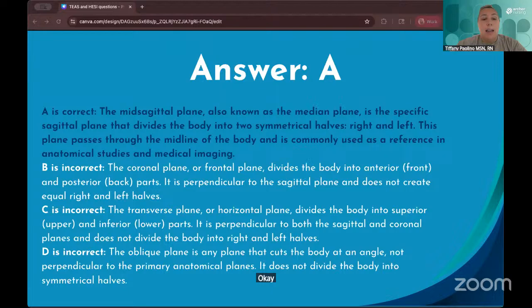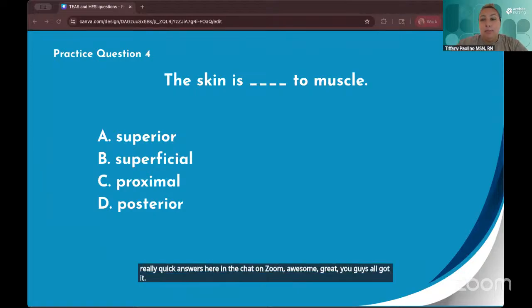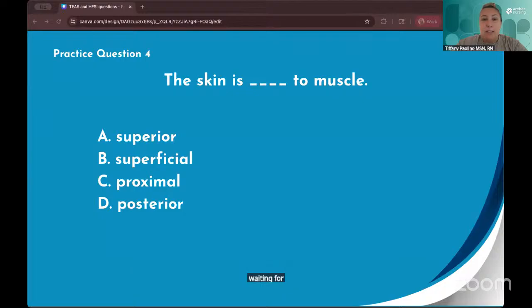Okay, next question. The skin is blank to muscle. So think about what it is in relation to muscle. Superior, superficial, proximal, or posterior? The skin is blank to muscle. Really quick answers here in the chat on Zoom. Awesome. Great. You guys all got it. Waiting for some of you on Facebook or YouTube.